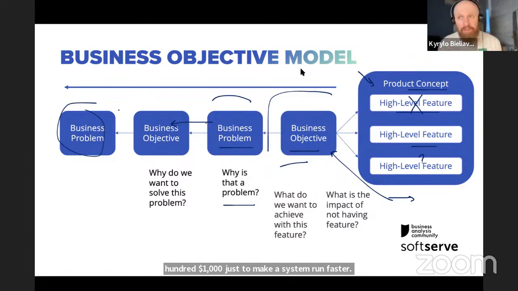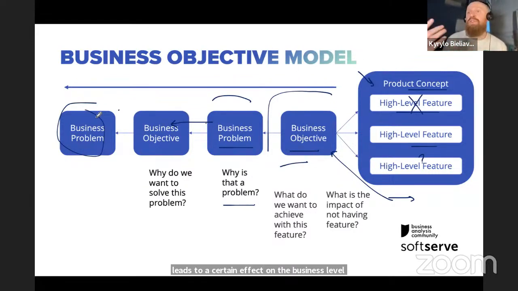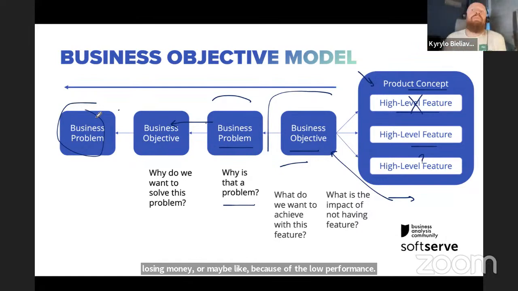It means that there is a problem with the performance, which leads to a certain effect on the business level. Maybe users are not happy and they are leaving this platform. They are losing money. Or maybe because of the low performance, some calculations are not being made in time and the company is losing money, or management cannot see proper numbers when they need to make a decision and the company loses money. So think in that direction: what return will the customer have for investing, let's say, $100,000 into rewriting the system?